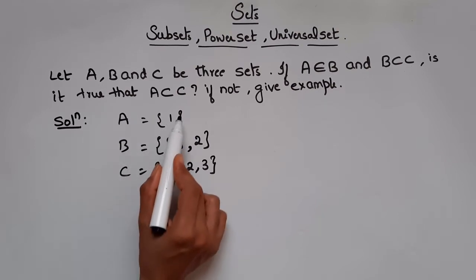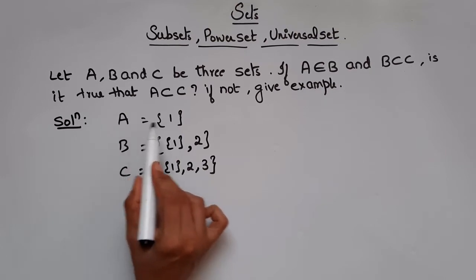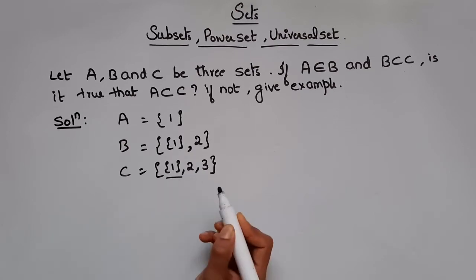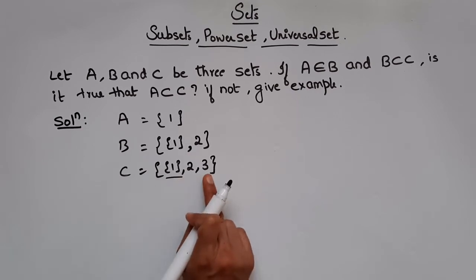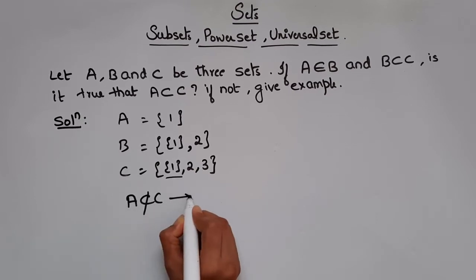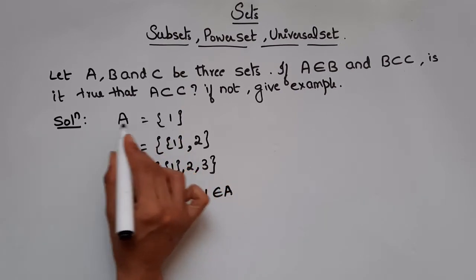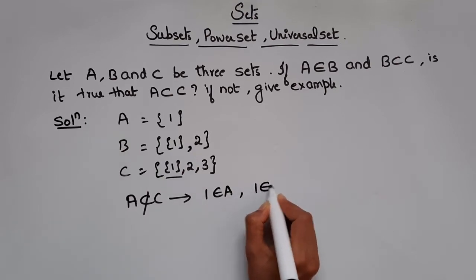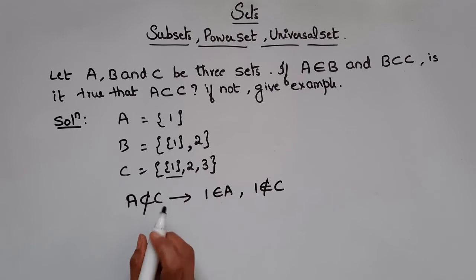To be a subset, we know every element of A should be present in C. But here in set A we have element 1, but in set C we don't have element 1. We have this whole, within the curly braces, as the element. We don't have 1. So therefore we can say A is not a subset of C. Why is it not a subset of C? Element 1 belongs to A, whereas element 1 does not belong to set C. So therefore set A is not a subset of C. So I hope this is clear.